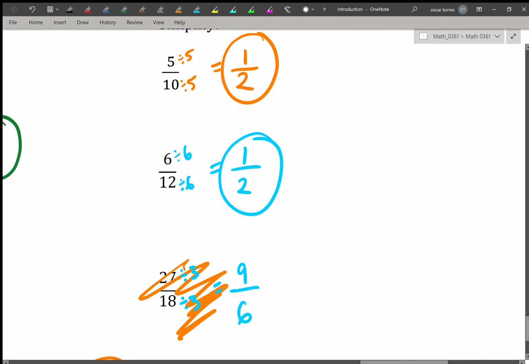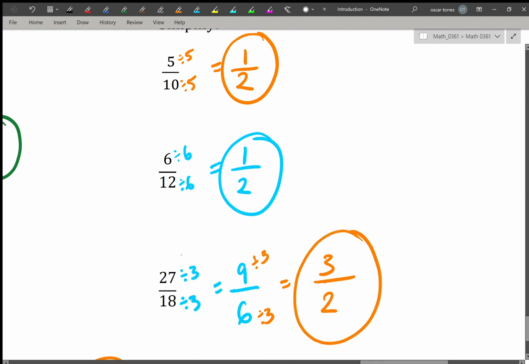Well, what number goes into 6 and 9? That would be 3. We can divide both of these values by 3. How many times does 3 go into 9? 3 times. How many times does 3 go into 6? 2 times. So you do need to be a little careful on what number you choose. We always want to choose the largest possible value that fits into the numerator and denominator. Otherwise, you'll come up with this situation in which you have to simplify the fraction one last time.